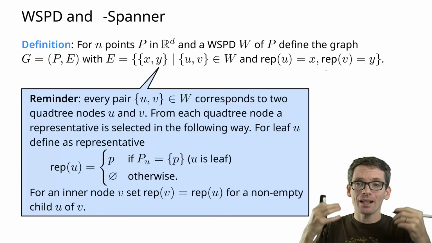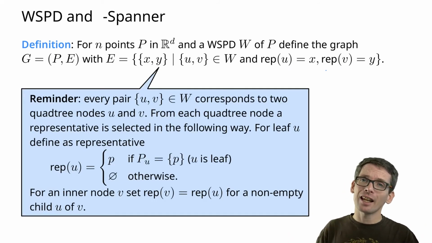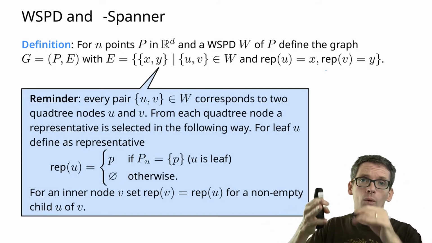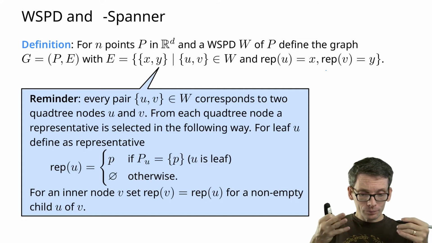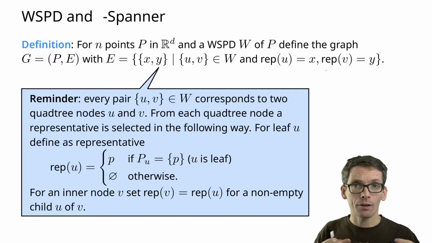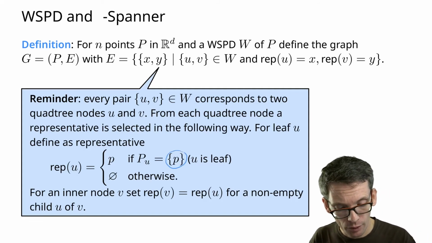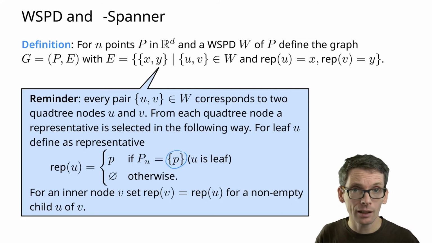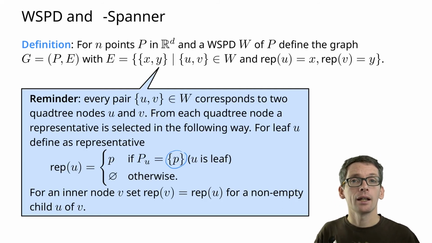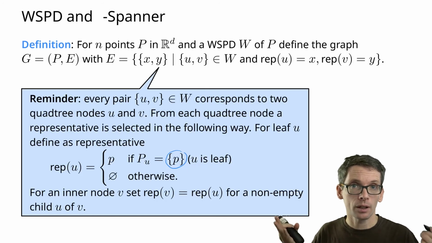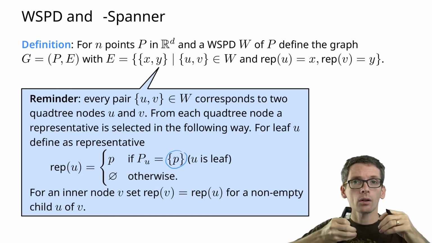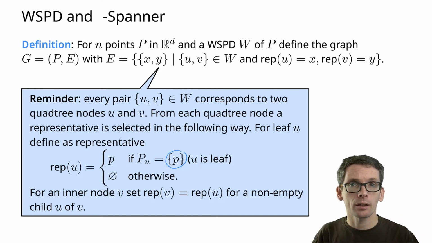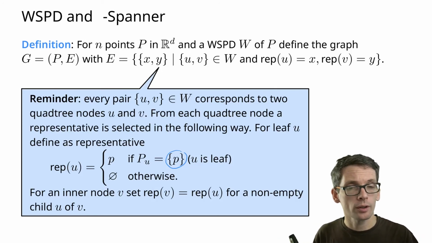Just as a reminder, what was the representative? Essentially an arbitrarily chosen point within that square, but it's important that this choice is consistent, meaning the following. If a leaf contains only one point, I take that as a representative. If a leaf is empty, I don't have a representative. And for internal nodes, I just take one of the representatives of the children, and that choice is arbitrary.